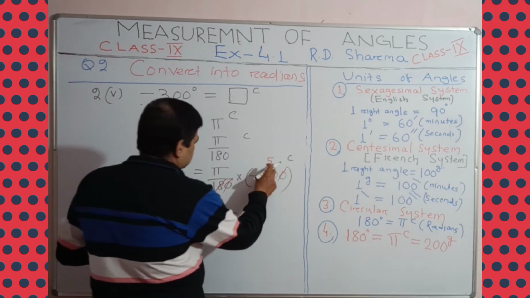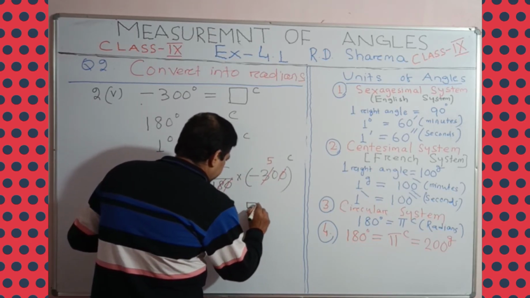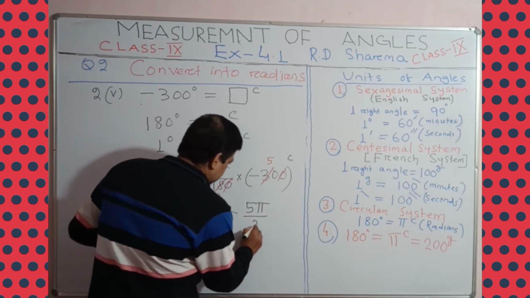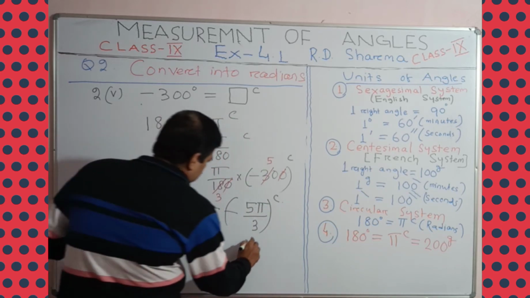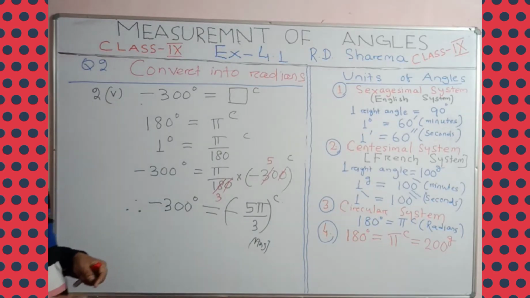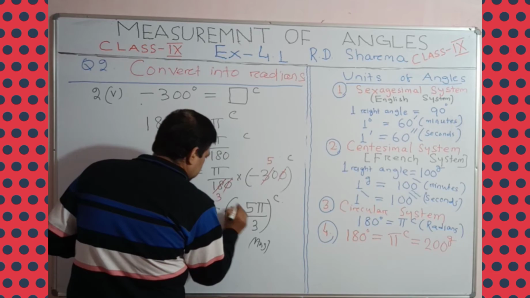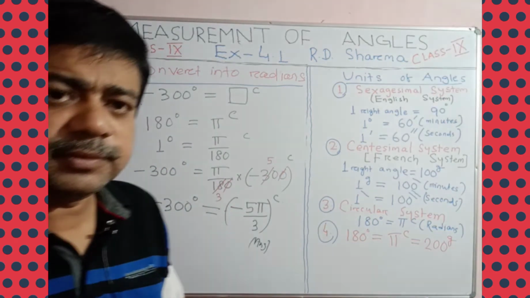here what are the remaining factors? 5, here is pi, so it will be 5 pi upon 3 radian. Understand? So what is minus 300 degree? Minus 300 degree is equal to minus 5 pi upon 3 radian. Okay, understand?